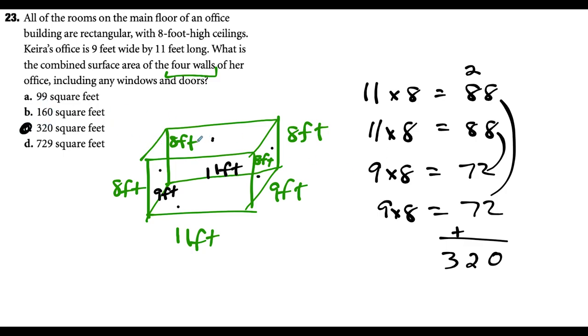A trap here would be to consider the top and bottom. But remember, you're not looking at the top and bottom. You're only looking at the four walls.